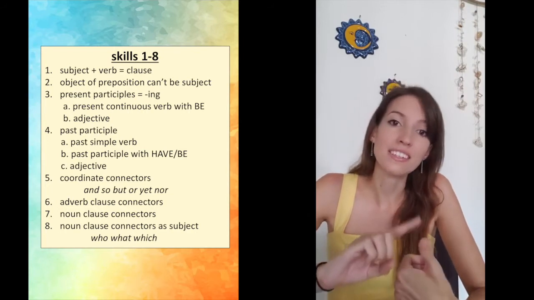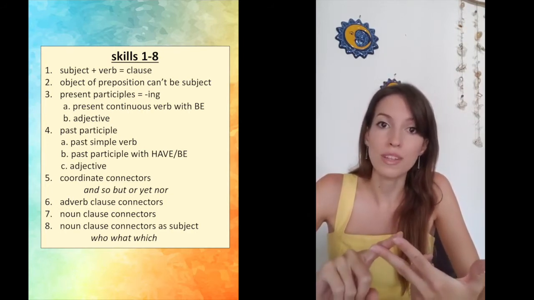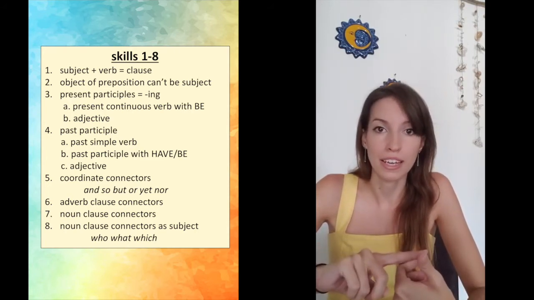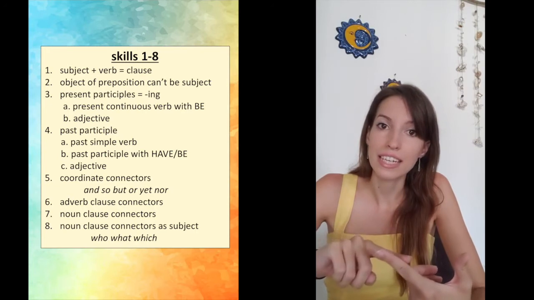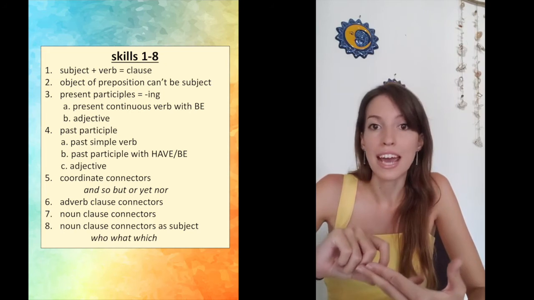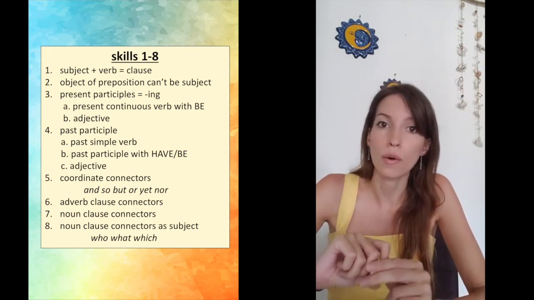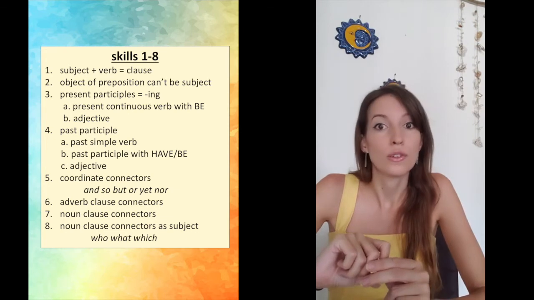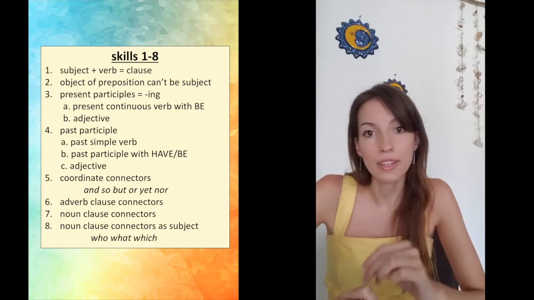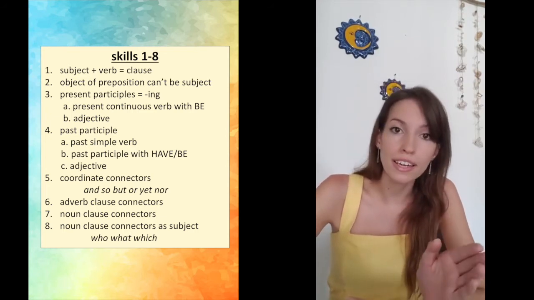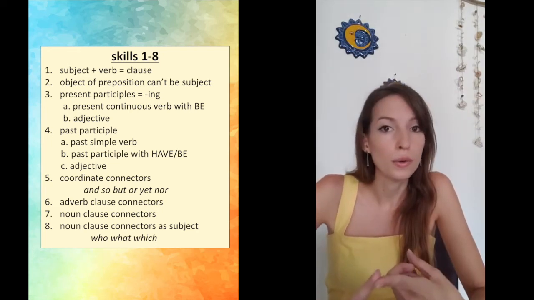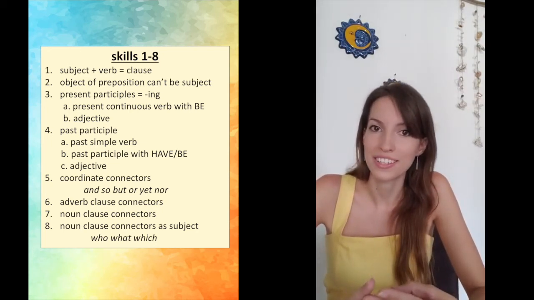All right, then skills 6, 7, and 8 have to do with different types of connectors. Skill 6 is adverb connectors. Skill 7 is noun connectors. And skill 8 are those noun connectors that can also be subjects. So those are important to remember. Do you remember the 3 noun connectors that can be both a connector and a subject? They are who, what, and which.